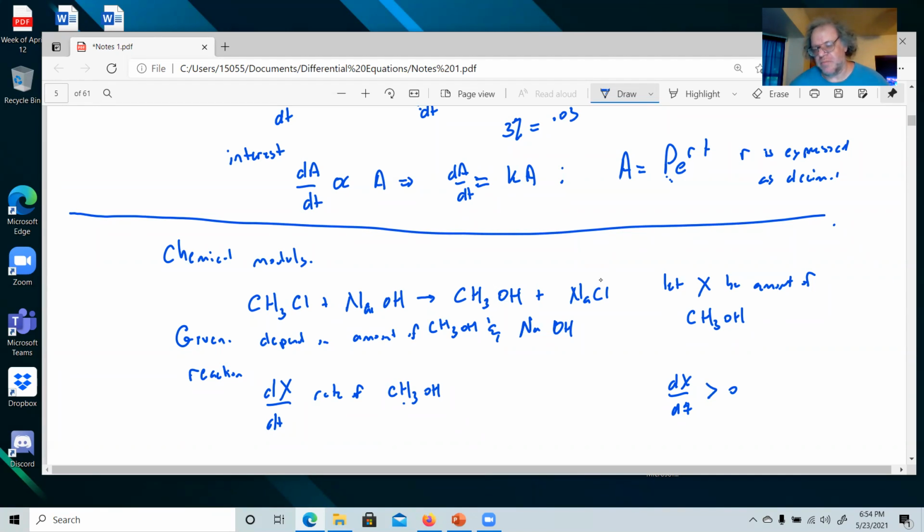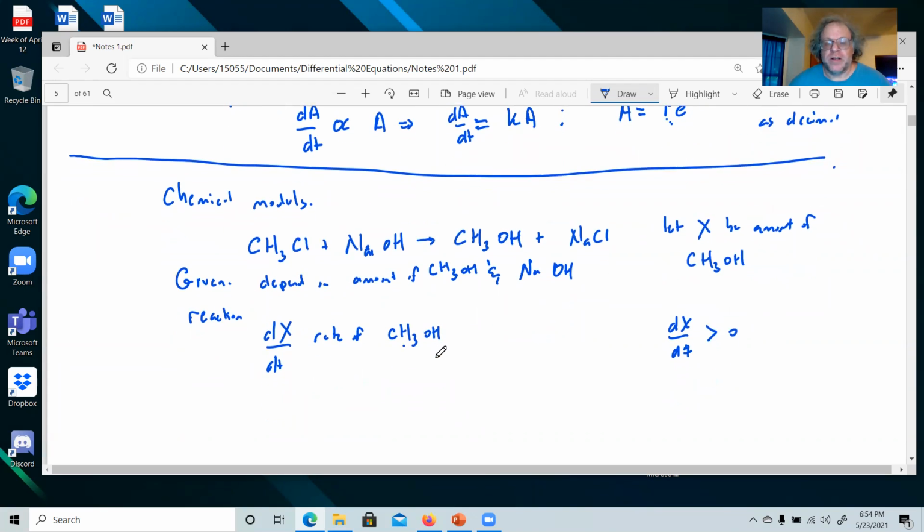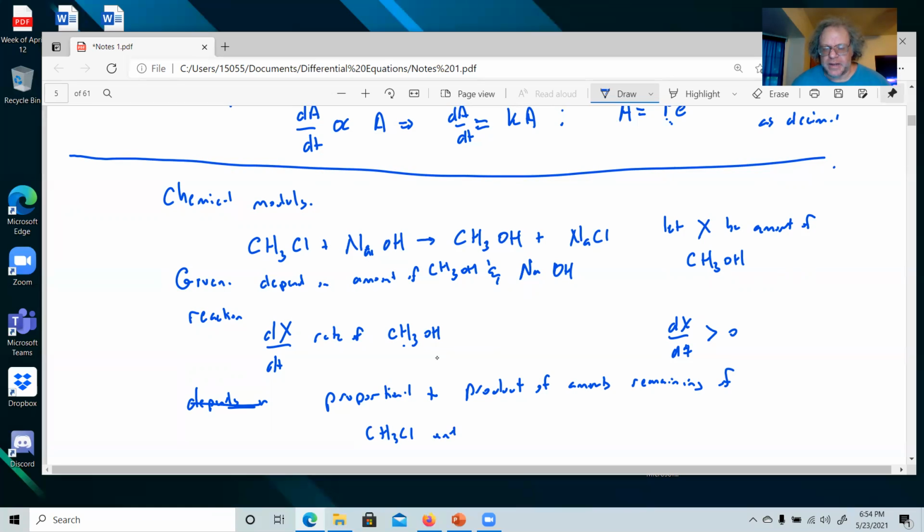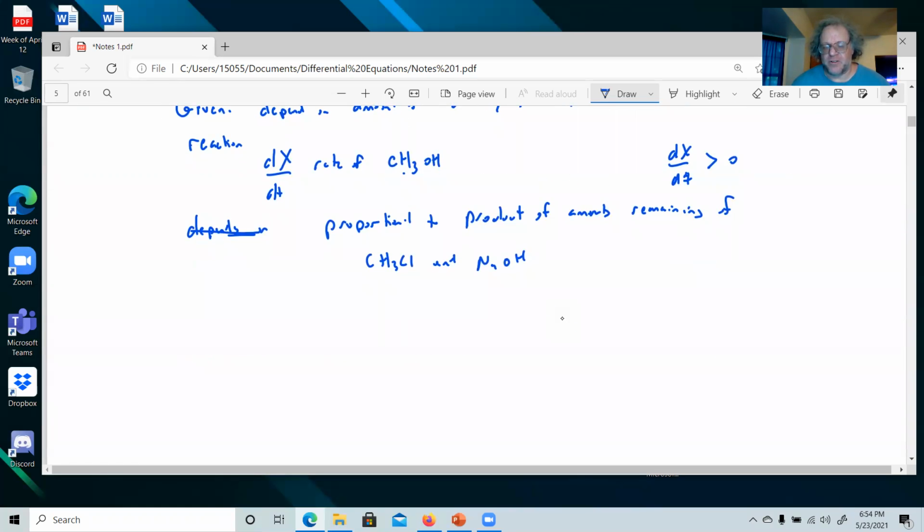Again, assumption. What we're going to say is that this depends on, or this is proportional to, that's what they say, is proportional to the product of the amount remaining of CH3Cl and NaOH. So it's the product of the amounts remaining of these two chemicals.